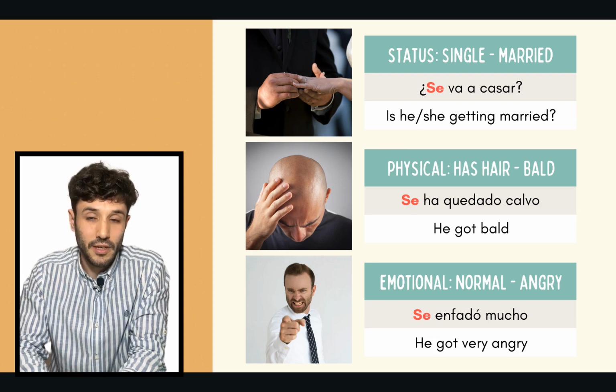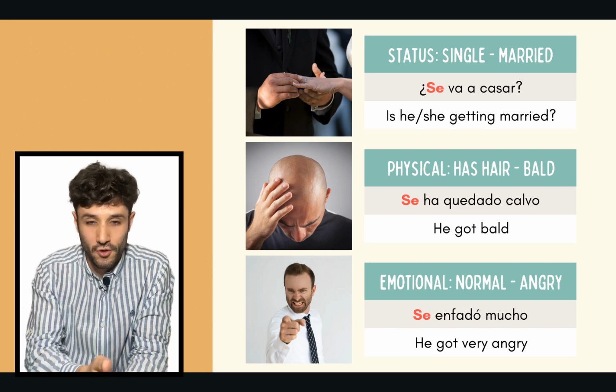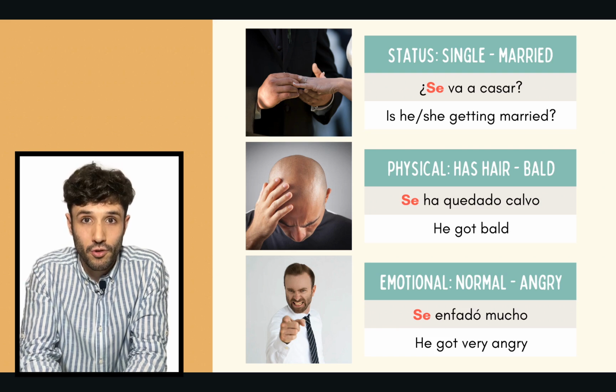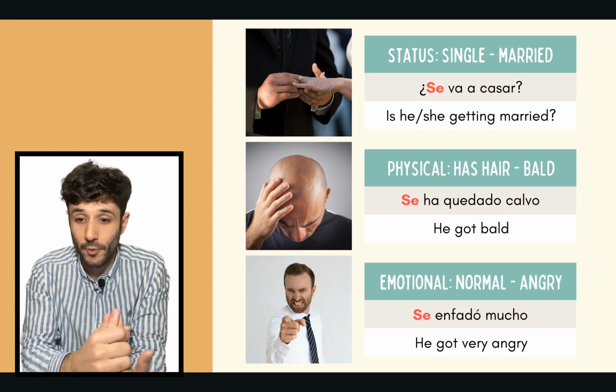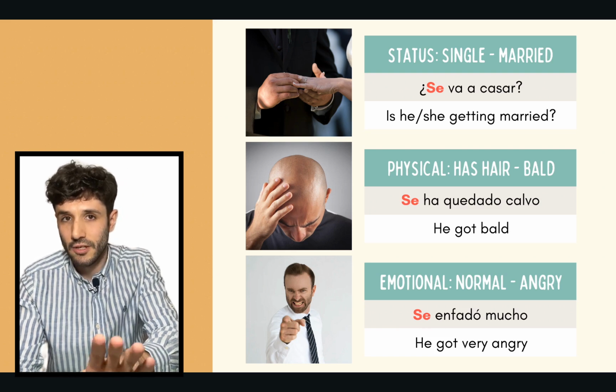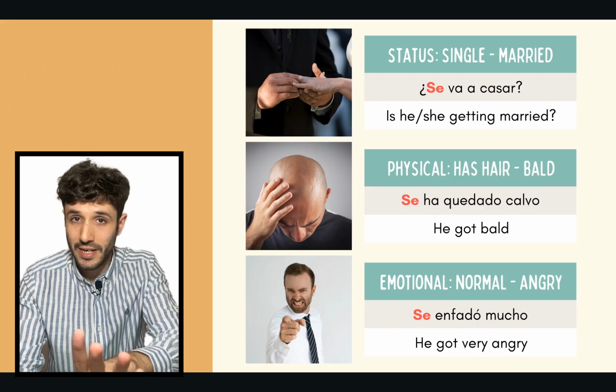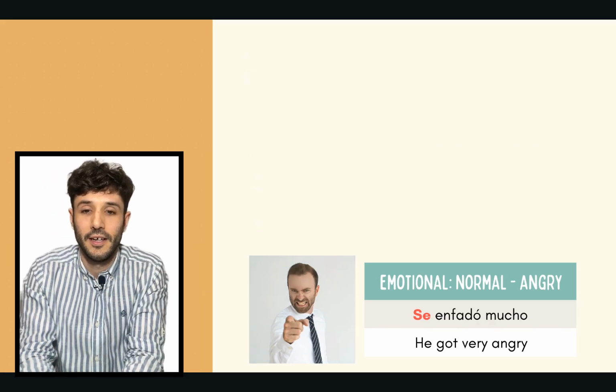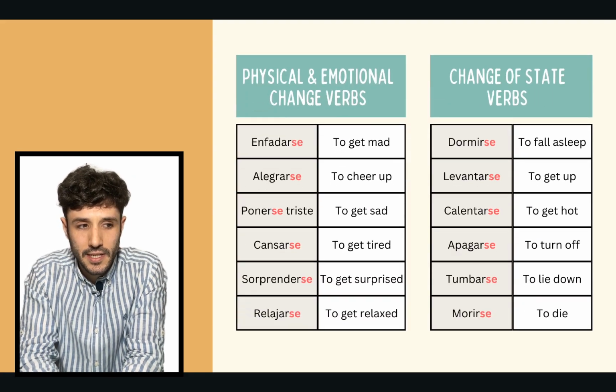Lastly, the last example is feeling-wise, like emotional. The person is normal, and then suddenly something happens, and that makes him mad. Se enfadó mucho. He got very angry. He got very mad. But again, I'm not describing the feeling of the person at the time. I'm highlighting that there has been a change of state. Okay, so up until here, this is level A2.